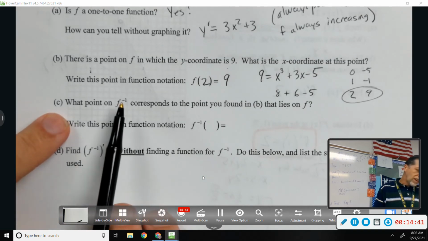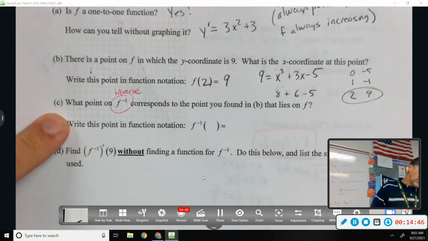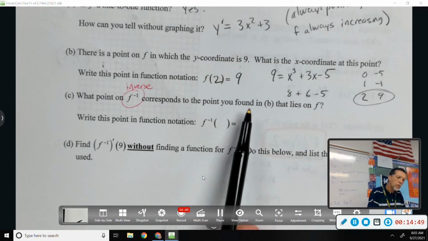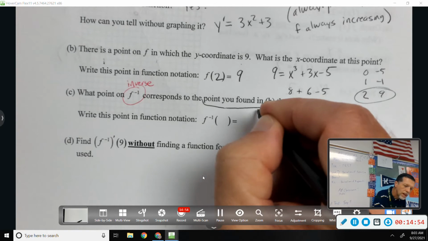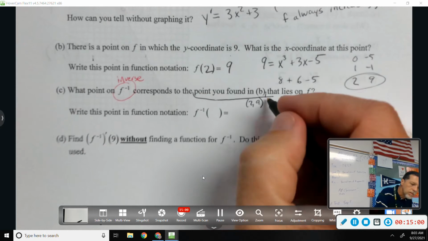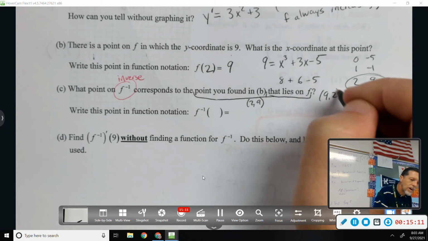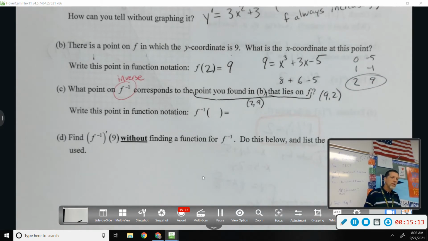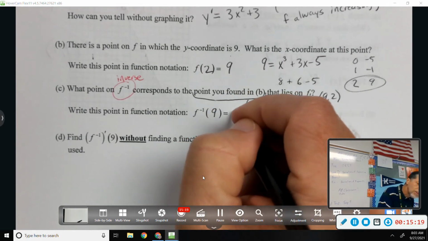What point on the inverse, again, got to read carefully here, what point on the inverse corresponds to the point you found in B? Well, the point you found in B was 2, 9. That lies on F. So 2, 9 lies on F. What's the corresponding point on the inverse? 9, 2. Switch X and Y. Write this point in function notation. Well, that means F inverse at 9 equals 2.